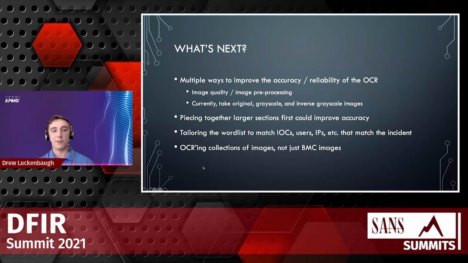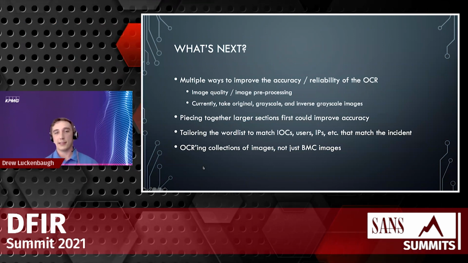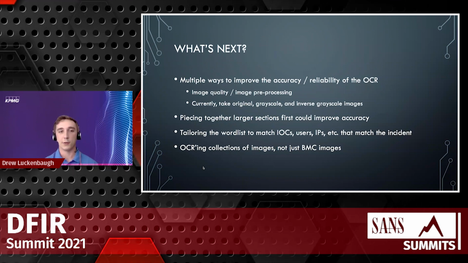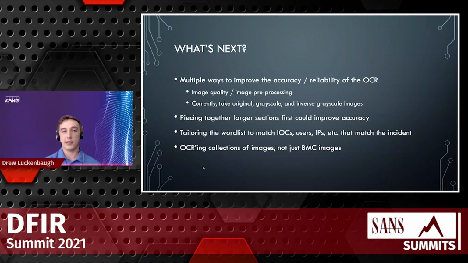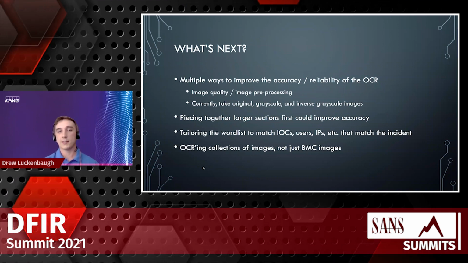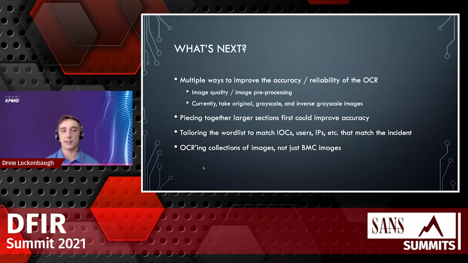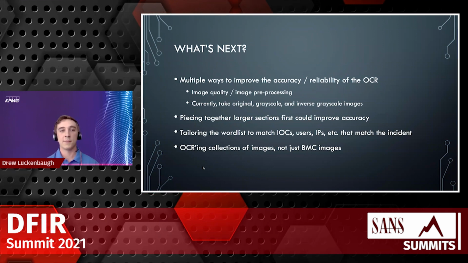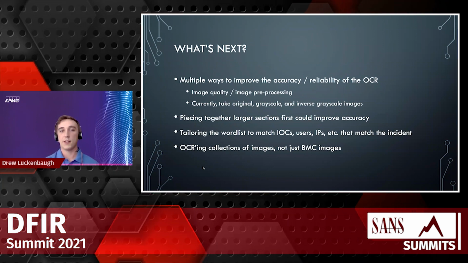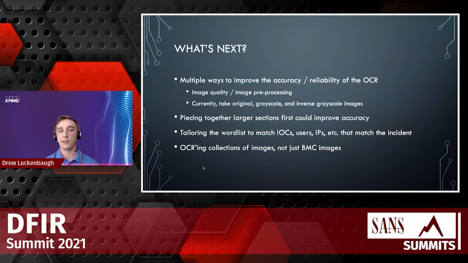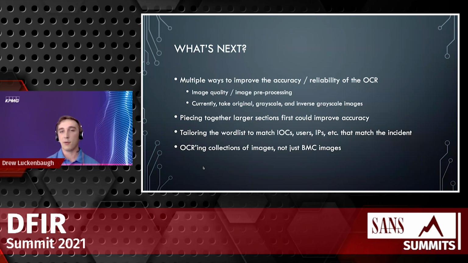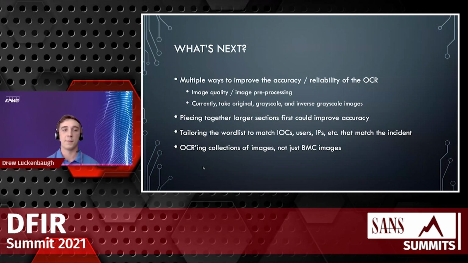So speaking of improvements, I'm very excited to continue working on this tool, and here are some of the insights into what's next for it. Currently, the script takes the original image, then it grayscales it and inverse grayscales it for image preprocessing. It then runs both of those images through the OCR to increase the chances of text readability. So far, our testing has shown that this is the simplest and the most effective solution.